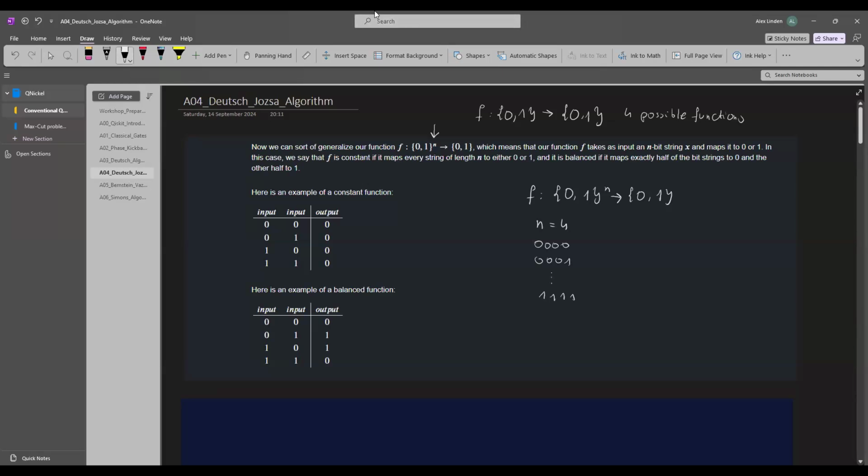So does anyone have any idea? You can write it in chat. Yes, exactly. It will be 2 to the power of n. Important thing to note here is that it is an even number. So 2^n possible functions.